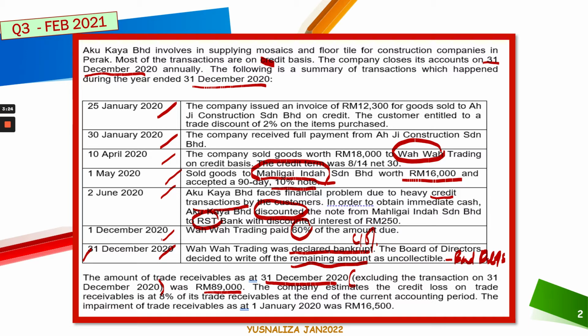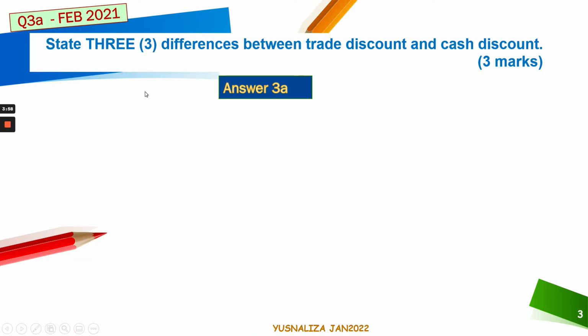The company estimates the credit loss, or the expected credit loss, ECL, on trade receivable to be 8% on all trade receivable. So there is no provision matrix being used for this question, but it is just straight away 8% from the trade receivable available at the end of the current accounting period, and the balance of the impairment of trade receivable at the beginning of the year, which is the beginning balance in the allowance for impairment, was 16,500.